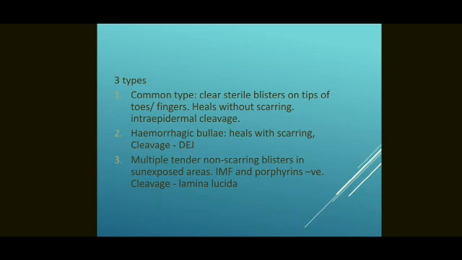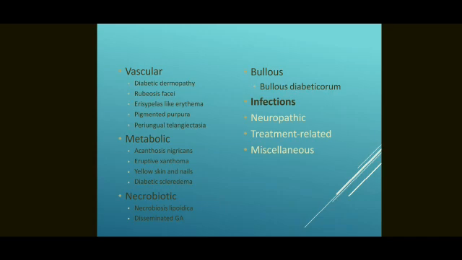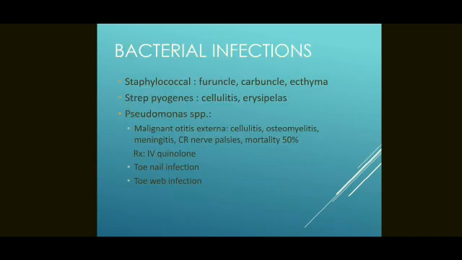There are 3 types of diabetic bulla. Common type, wherein clear sterile blisters on the tip of the toes, fingers, heals without scarring. Hemorrhagic bulla, it heals with scarring. It cleaves at the dermoepidermal junction. Multiple tender non-scarring blisters in sun-exposed areas. It cleaves at the level of lamina lucida. This is one of the pictures showing diabetic tense bulla on the toes, and then spontaneous rupture, and there is an erosion at the medial end.